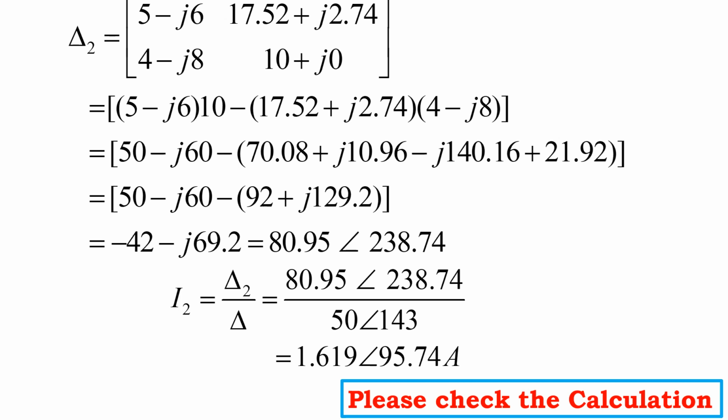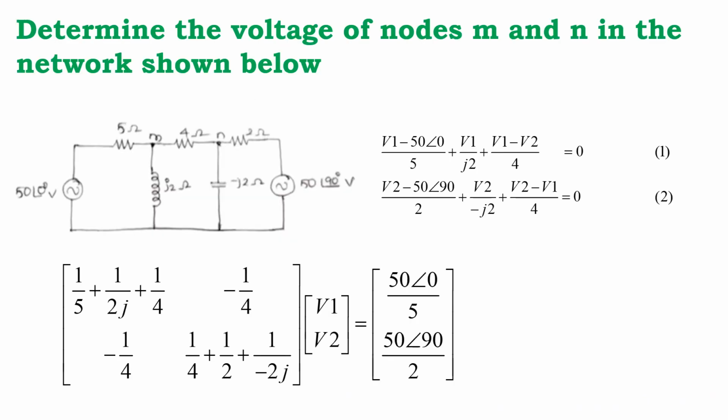Then once again find out I2. I2 will be 1.61 angle 95.7. So this way we can find I1 and I2. As the question asks for the I2 current, that is 1.619 angle 95.74 amps. We'll go to the next problem.